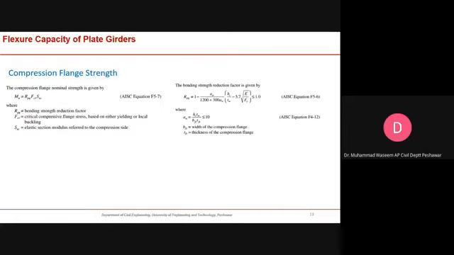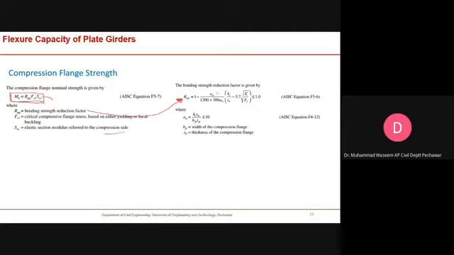The next is the compression flange strength. How are you going to evaluate it? For that, you have to use this equation. In the compression side, you have to use this formulation, and if you see it, there are different variables. The first is Sxc, the elastic section modulus on the compression side. Rpg is the bending strength reduction factor. How can you calculate it? You can calculate it using this equation.